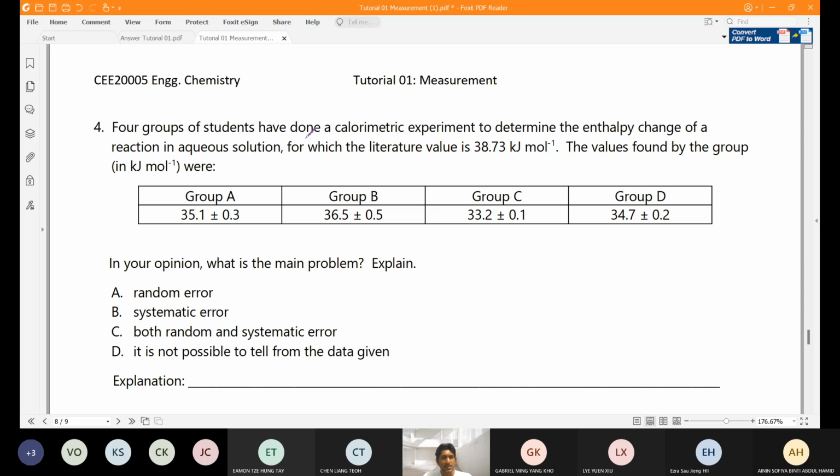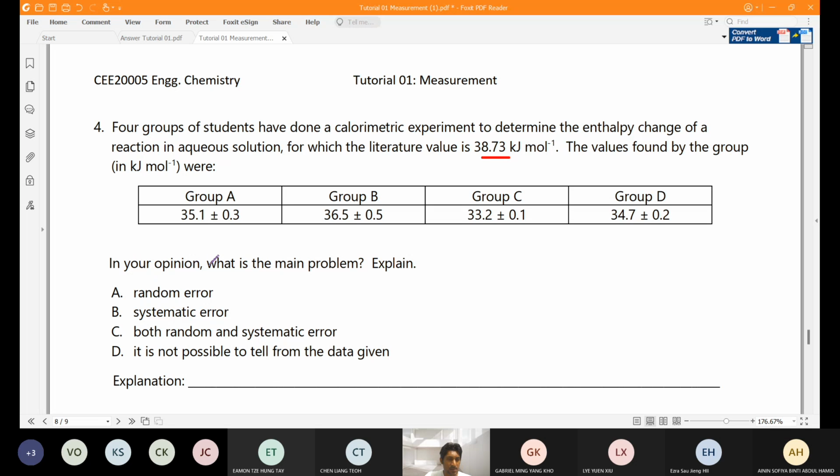Four groups of students have done a calorimetric experiment, question number 4, sorry. Four groups of students have done a calorimetric experiment to determine the enthalpy change of a reaction in aqueous solution, for which the literature value is 38.73 kilojoule per mole. The values found by the groups in kilojoule per mole were 35.1. I mean, these are the values that we have found. And remember, this is the enthalpy, that means the measurement of heat.